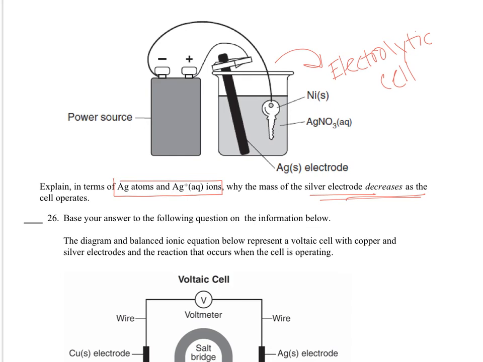Well, this silver electrode is acting as the anode. So you could say at the anode, Ag solid is being oxidized to Ag+ ions.